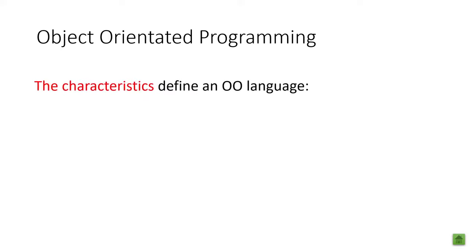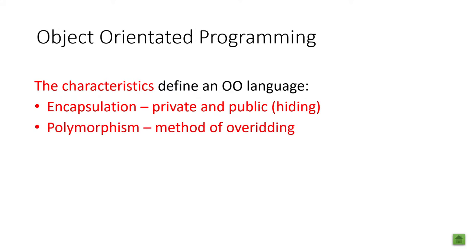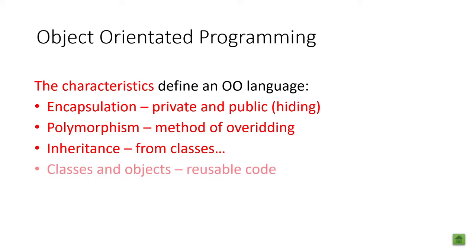Now, when that happens, we get things like encapsulation, which is the method of hiding using public and private, because we don't want people to access certain things in our code. We have something called polymorphism, which is a method of overriding or changing the behavior based on what's given. We have inheritance, which is exactly the same as genetic inheritance in human beings. And we have classes and objects.